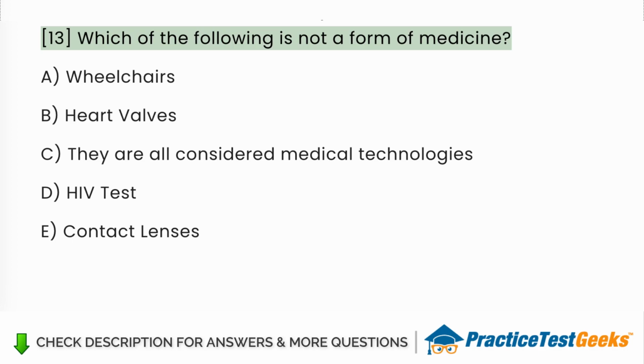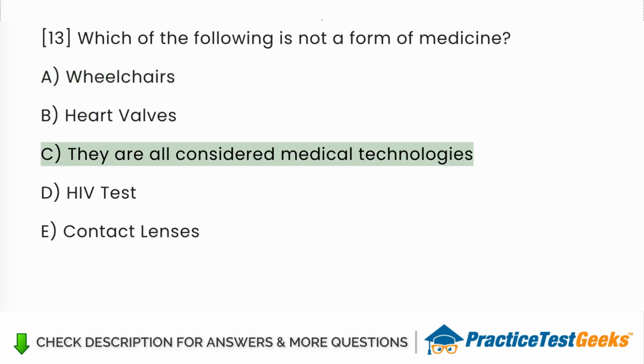Which of the following is not a form of medicine? A. Wheelchairs. B. Heart valves. C. They are all considered medical technologies. D. HIV test. E. Contact lenses.